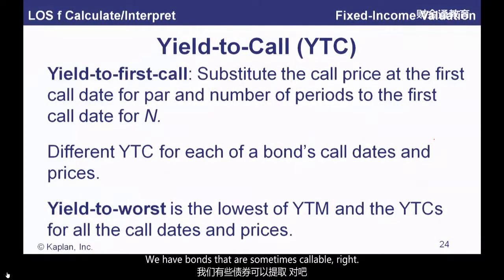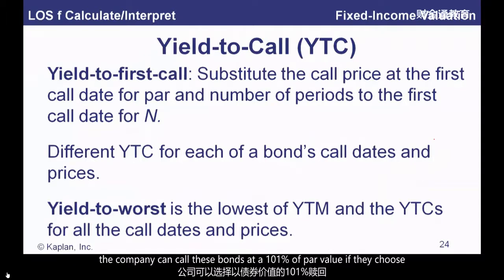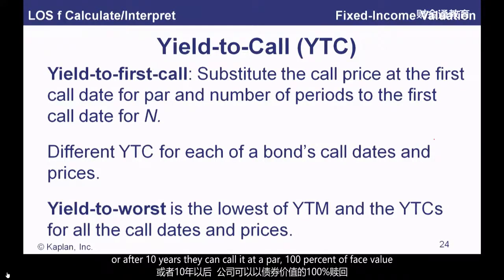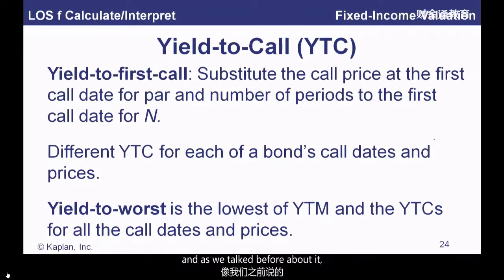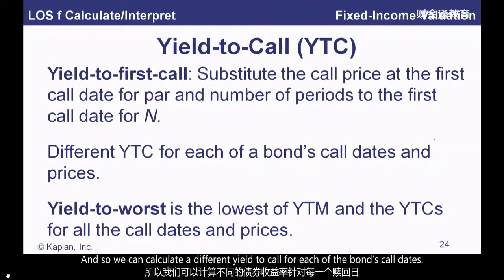Okay, we have bonds that are sometimes callable, right? They can say, well, after 5 years, the company can call this bond in at 101% of par value if they choose. Or after 10 years, they can call it in at par, 100% of face value. And as we talked before about it, that would be the first par call date, and the first date in 5 years is the first call date. Okay? And so we can calculate a different yield to call for each of the bond's call dates.